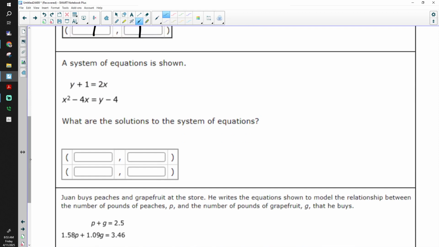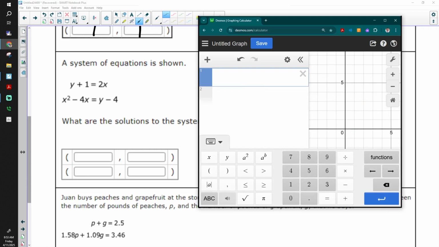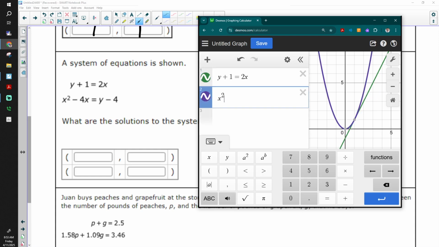Okay, similar. A system of equations is shown. We're given two equations that we need to type in. Y plus 1 equals 2x, and x squared minus 4x equals y minus 4.